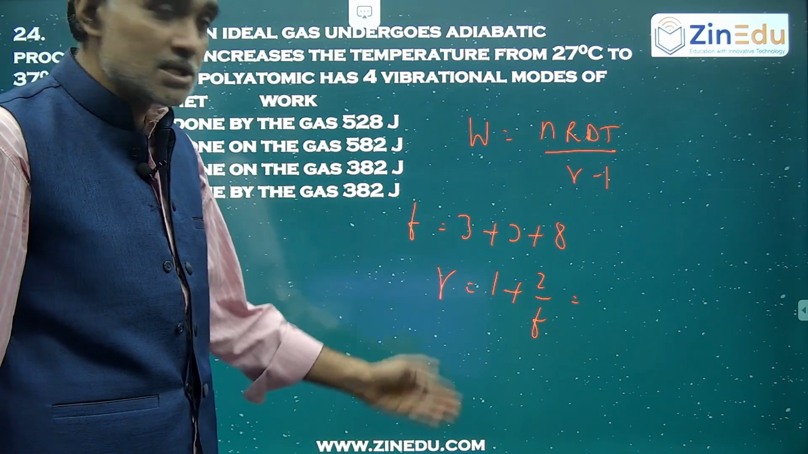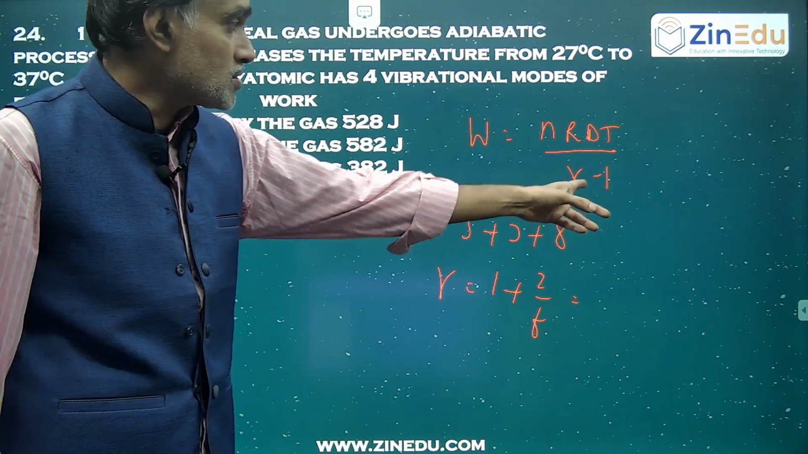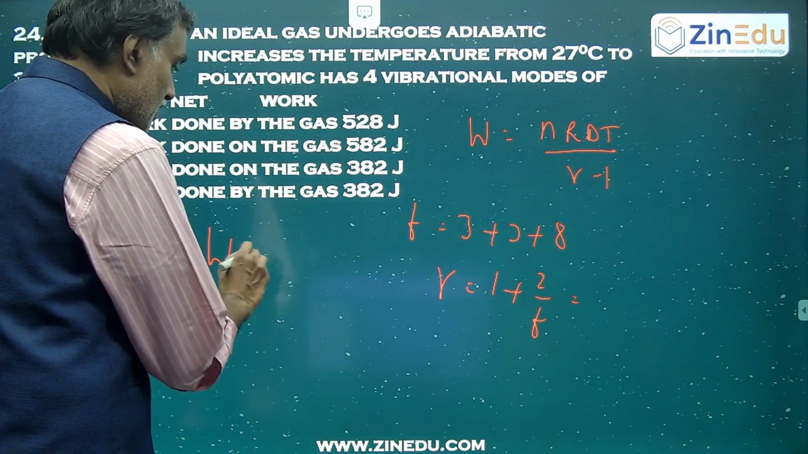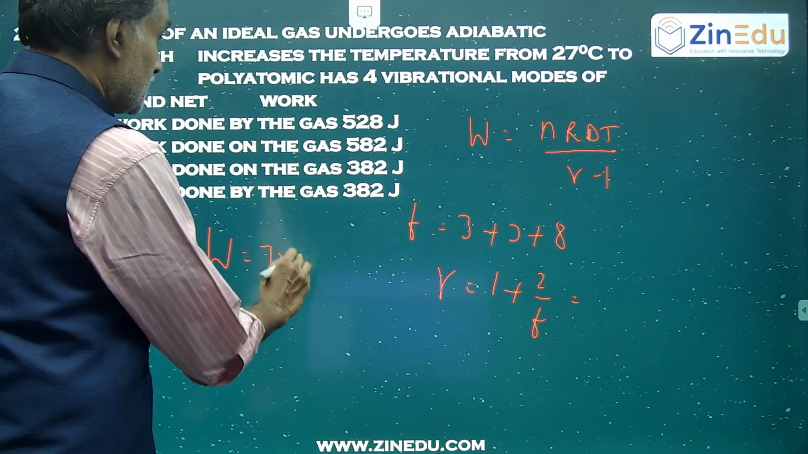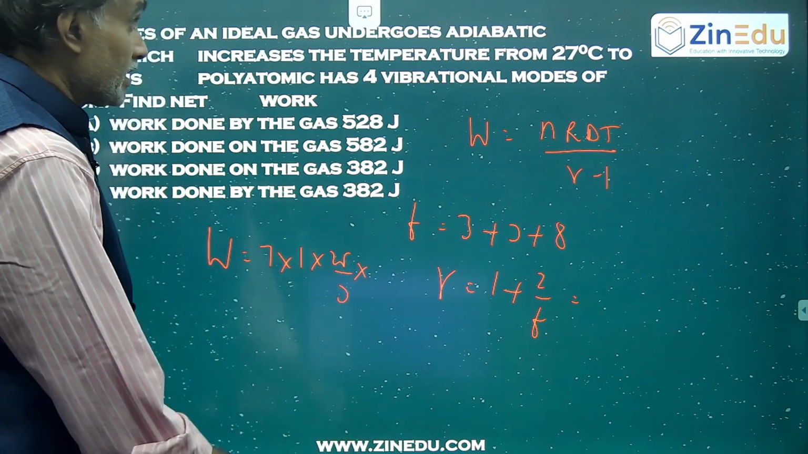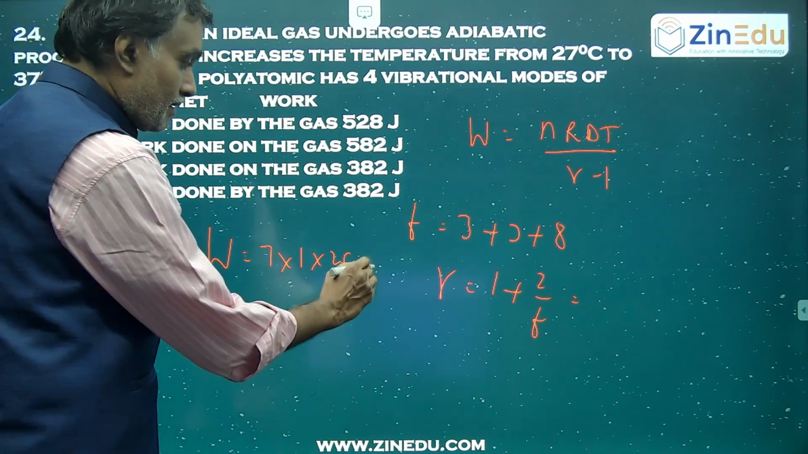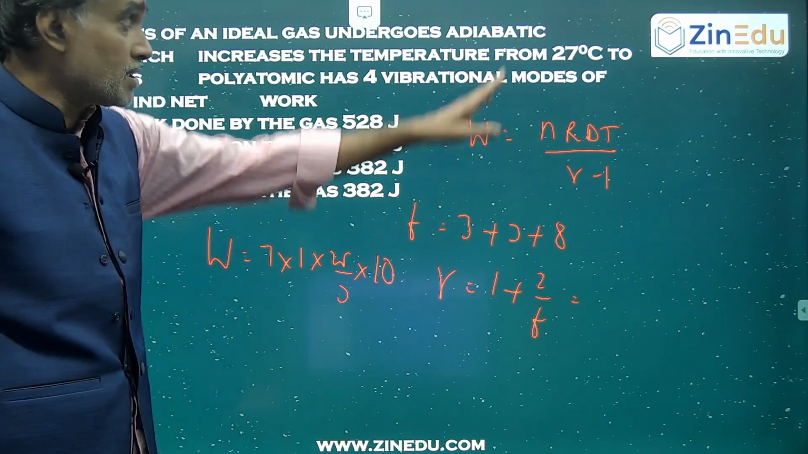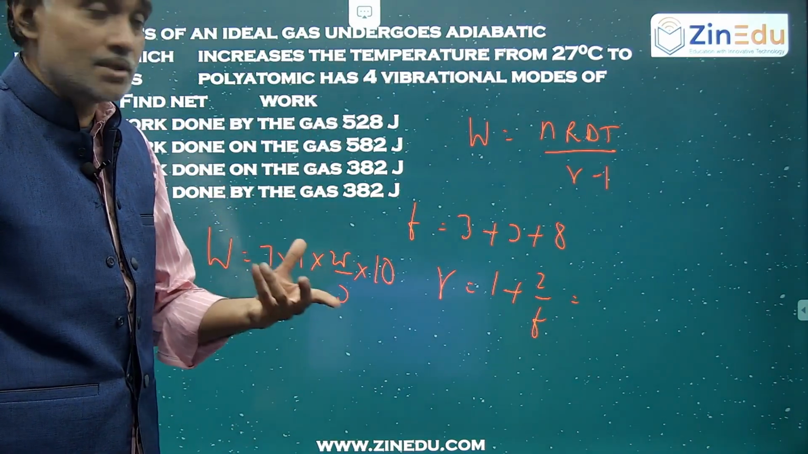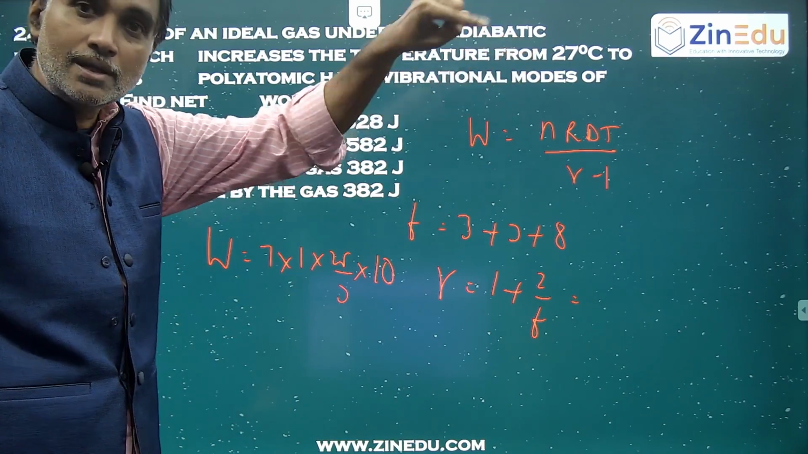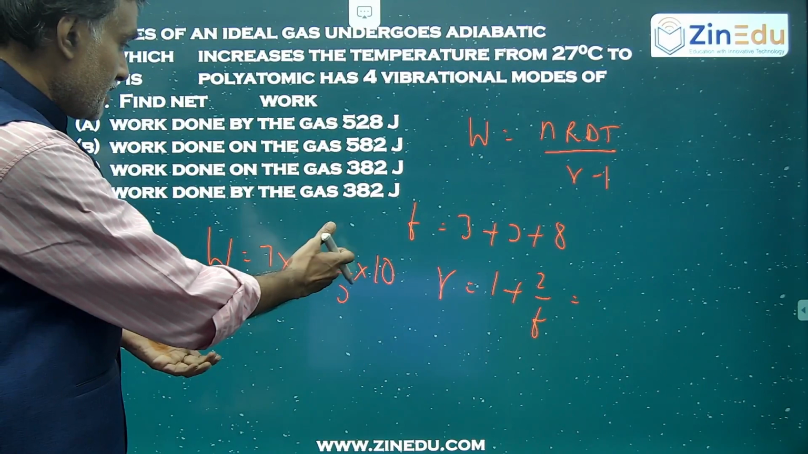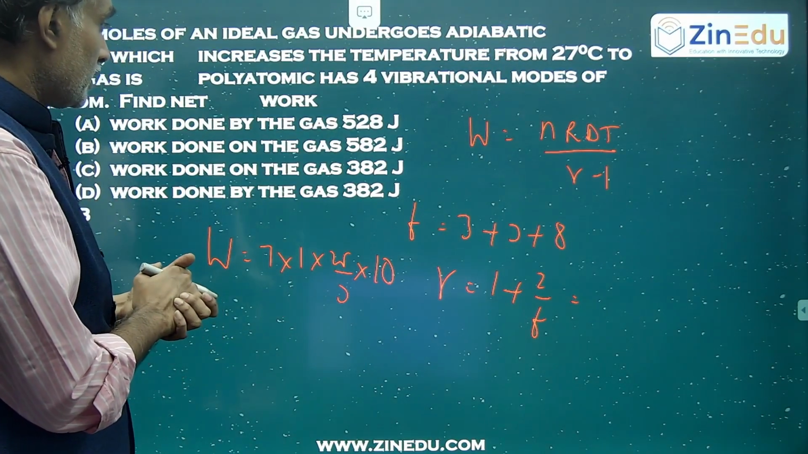What is gamma? 1 plus 2 by f. That is the relation between degrees of freedom and gamma. So 1 plus 2 by 14, that is 1 plus 1 by 7. What is gamma minus 1? 1 by 7. Substitute gamma minus 1 as 1 by 7. Then work done I will get. What is work done? 7 into number of moles 1. So R is 25 by 3 approximately. Delta T, that is 27 to 37, that is 10. Temperature difference, do not change units. Since they have asked internal energy, you should not write in degrees centigrade, you should write in Kelvin. Approximately how much will you get? This 8 into 7, so around 560.